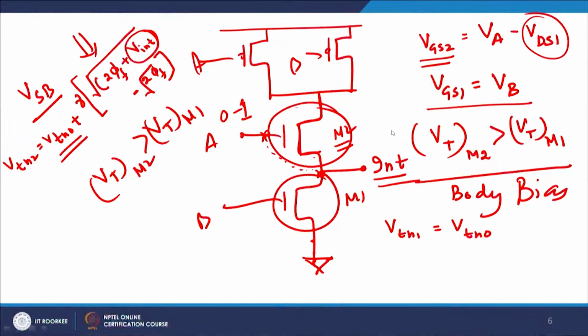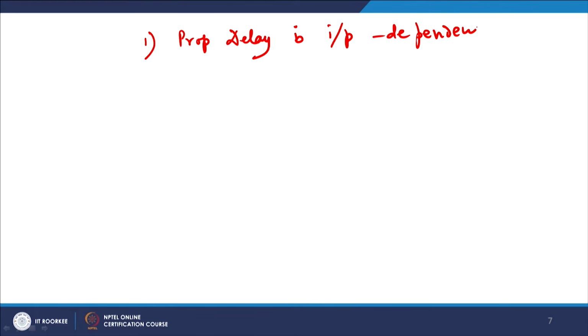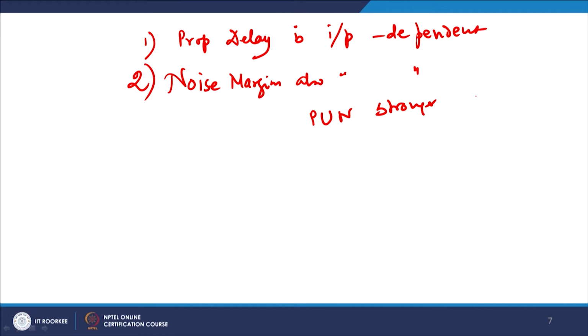So, we have understood, or at least been given an idea of, how the basic VTC functionality of a CMOS inverter works. Let me therefore recapitulate this whole discussion. The first point is that my propagation delay is input dependent, and noise margins are also input dependent. So, if your pull up network is stronger, I will get a higher NMH, high noise margin. If your pull down network is stronger, I will get a larger NML, lower value, which means that for a stronger PUN, your NMH is higher.